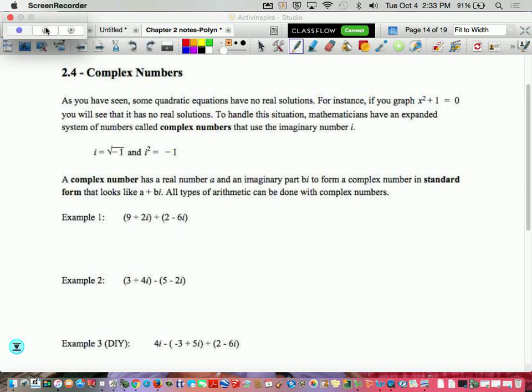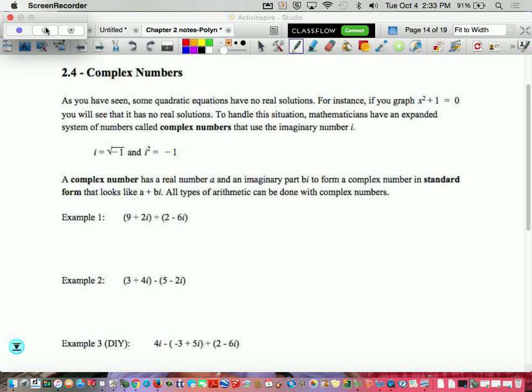The best way this will probably work for the 2.4 complex numbers lecture is I'm just going to go through all the problems as fast as I can. And if you want to, on the DIYs, the do-it-yourself problems, pause the video and give yourself time to work out the problem, then watch me solve it and see if we have the same answer.